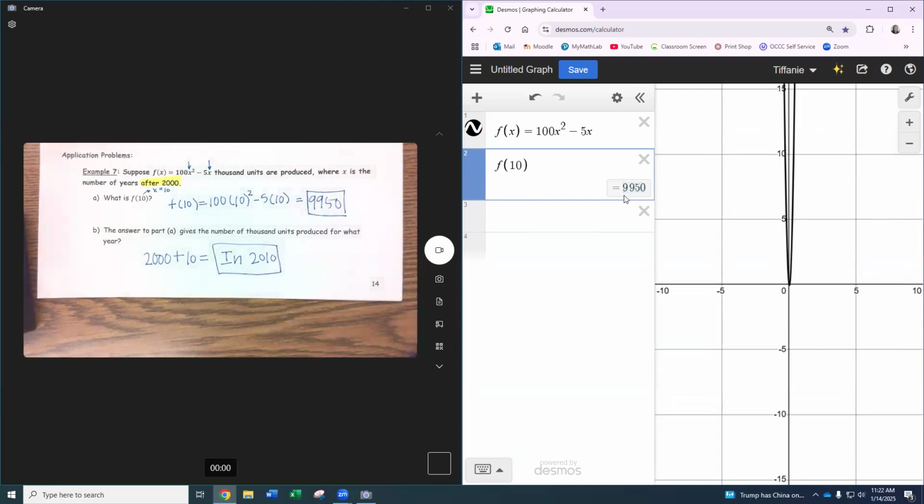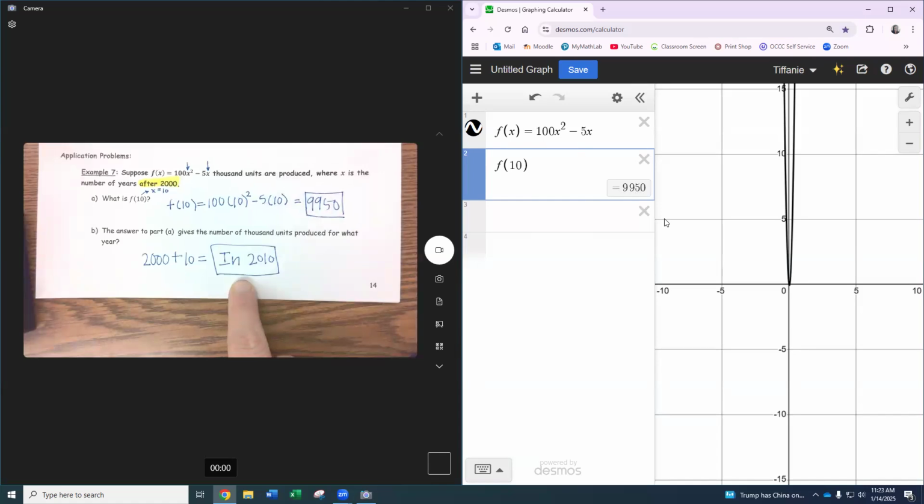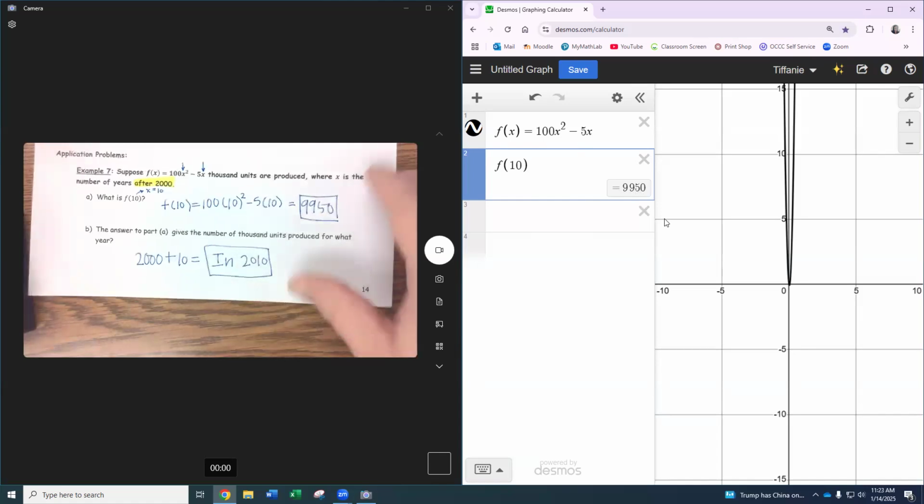So I told you in a video in this lesson that Desmos is actually really good with function notation. This is what I mean. If you type this in with function notation and you want to then find a value for x, you can type that in and it will give that to you. So that's kind of a cool feature. But again, we have to be able to do this by hand.